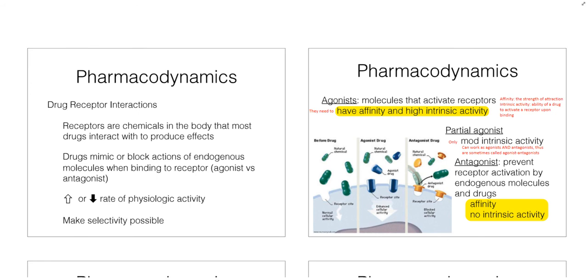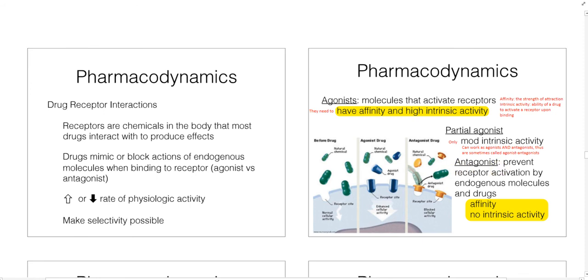Because if that receptor is actually going off at a very high rate of speed all the time, then giving this medication that is only a partial agonist that only causes a moderate intrinsic activity will actually in some ways cause it to be almost antagonized. But there's still some level of activity going on. It's sort of like saying, we're going to put the brakes on this a little bit. You're still going, but we're slowing you down.